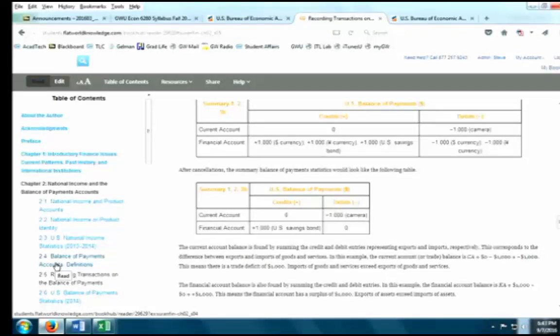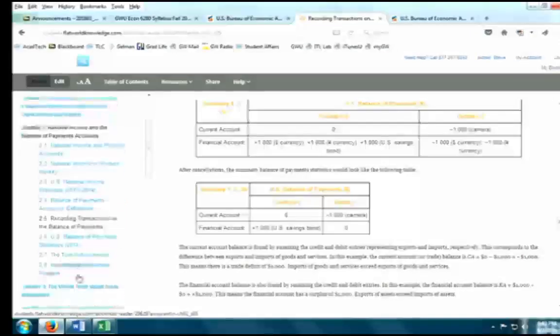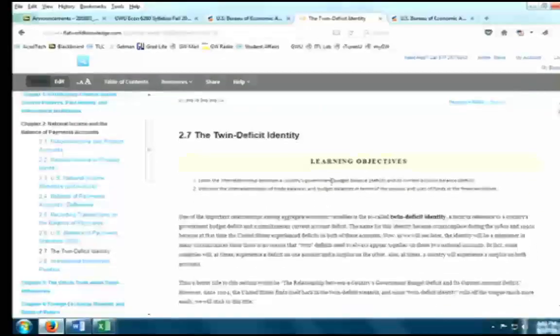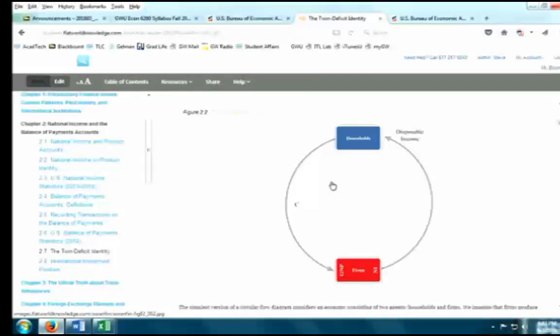There's one more aggregate macro identity that I want you to know something about, and it is called the twin deficit identity. So I'm going to go to the textbook here just to show you a couple of charts very quickly. The twin deficit identity is an aggregate or macro identity, much like the national income identity. It's an accounting relationship that if we account for all of these flows properly, they have to add up in the way in which I'm going to present to you at the end here, what is called the twin deficit identity.